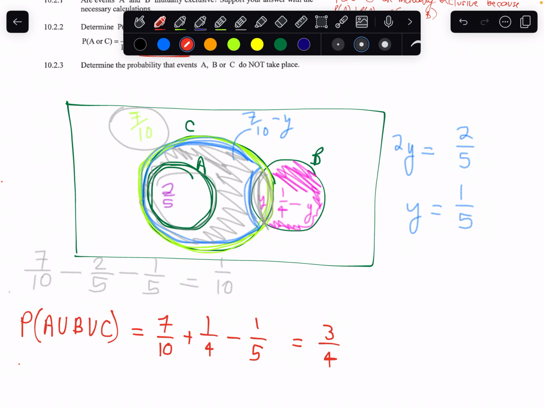Right, and so therefore the probability that none of them happen, so neither A nor B nor C happen, the complement would be 1 minus that, which is equal to a quarter. Right, and do we agree? Yes, we do agree. Awesome.